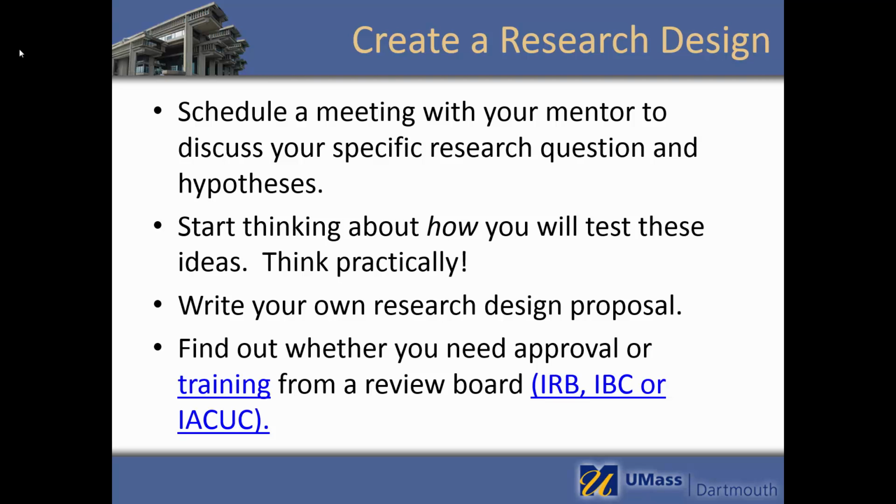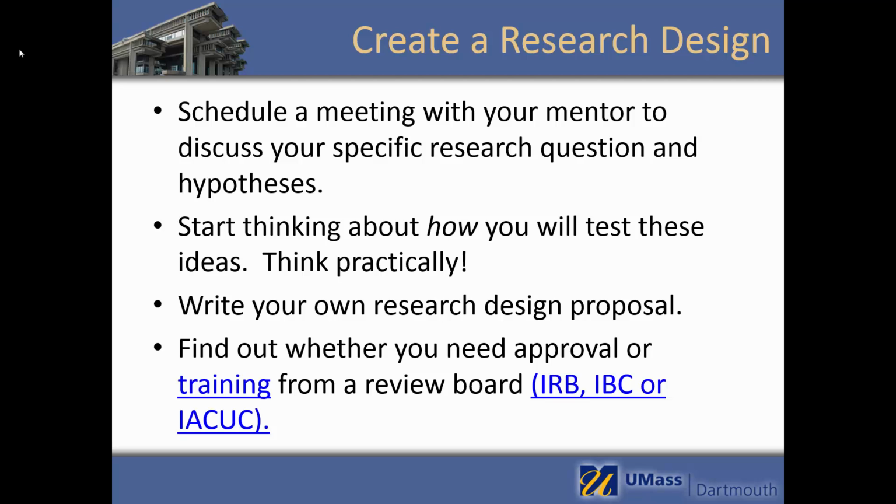Your faculty members should be highly involved, and you should expect that it will take many iterations to finalize a proposal. In some cases, the proposal will also need to be approved by a review board and may take several weeks or even months depending on the nature of your research. Your faculty member will know whether you need approval from any review board and how long it might take and how to submit the application.